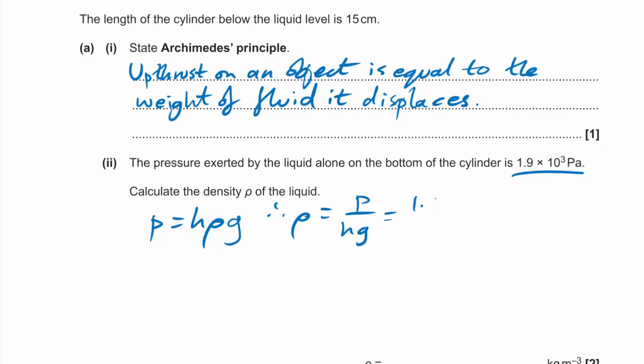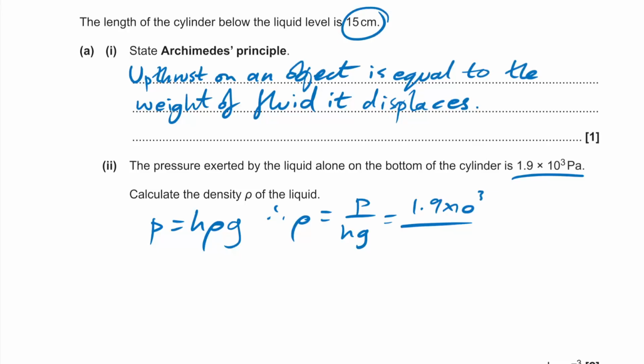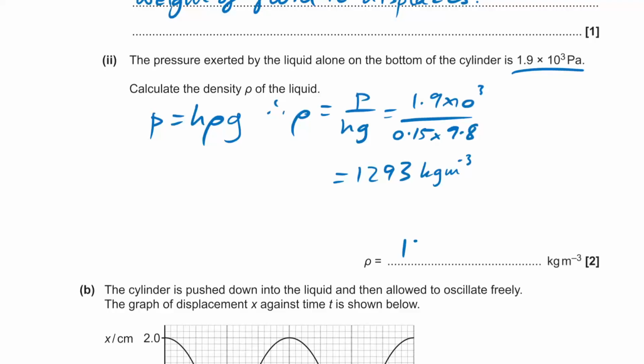So that is 1.9 times 10 to the 3, 1,900, whatever, divided by the height, which is 15 centimeters. We're told that above there. So meters, 0.15 times 9.8. And we end up with 1,293 kilograms per meter cubed. So let's just round that to 2 sig figs, 1,300.